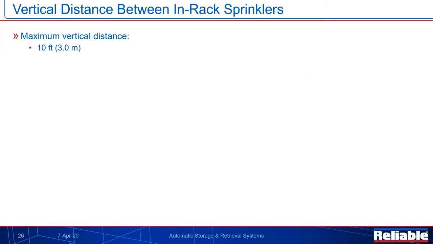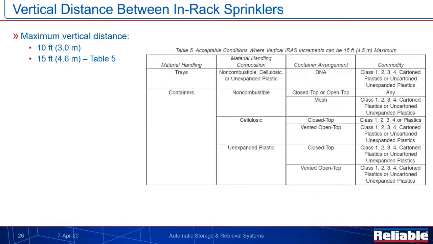Next question we need to figure out is, what's the vertical distance between in-rack sprinklers, depending upon how high this storage arrangement is? The easy answer is that it's going to be 10 foot, maximum vertical distance between our lines of sprinkler heads. With an exception, we have the ability to go to 15 foot.